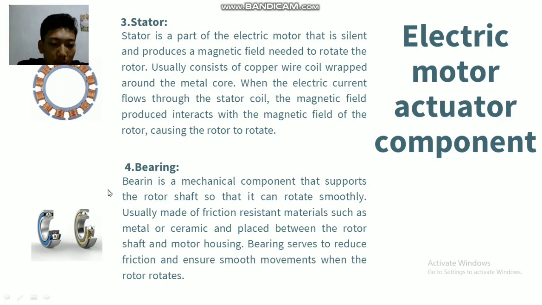Then number 4 is the bearing. A bearing is a mechanical component that supports the rotor shaft so that it can rotate smoothly, usually made of friction-resistant materials such as metal or ceramic, and placed between the rotor shaft and motor housing. Bearings serve to reduce friction and ensure smooth movement when the rotor rotates.